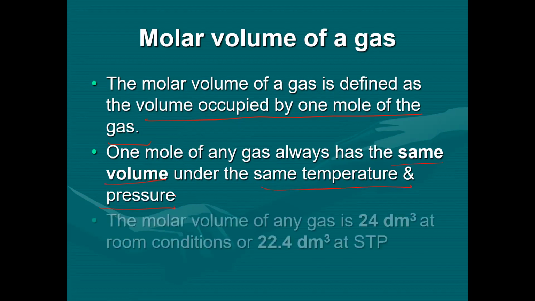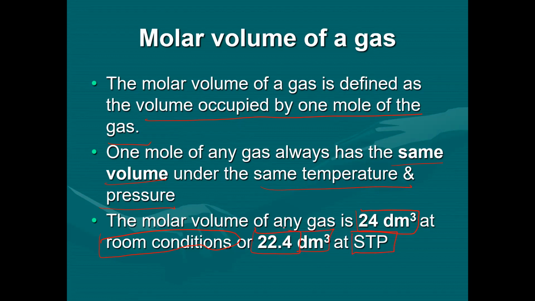This one is very important. You need to memorize this. Sometimes they give it in the exam, sometimes they don't. The molar volume of any gas, if the question says room conditions, is 24 decimeter cube. If the question says STP, standard temperature and pressure, it is 22.4 decimeter cube. Teacher, why are you telling me this? Because later we are going to use it. It's calculation questions, so it's always given in the question, but in case they don't give it, it's good to know.